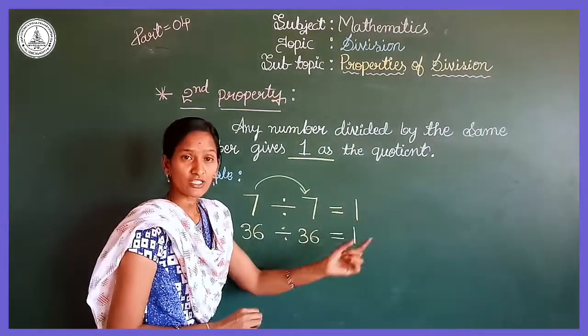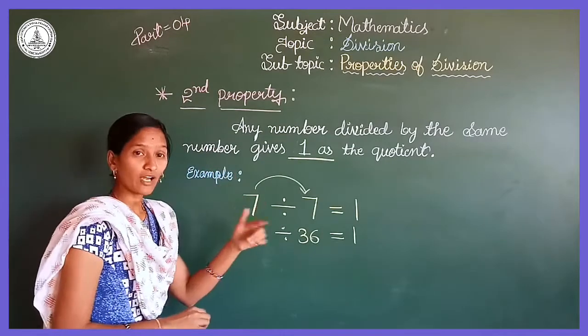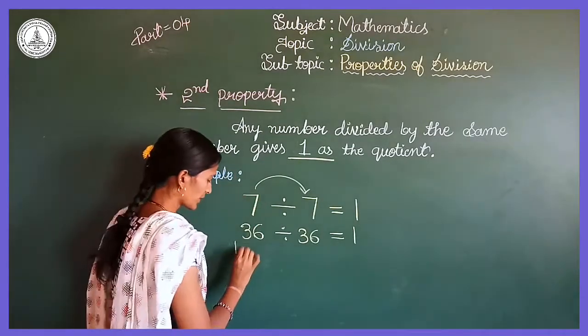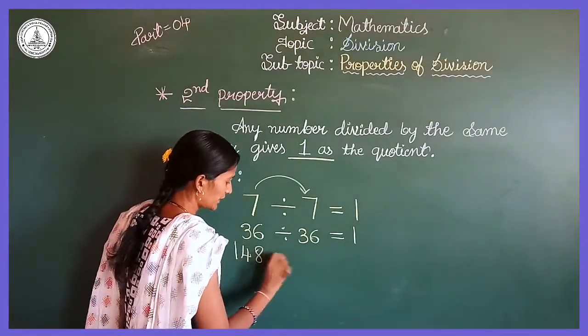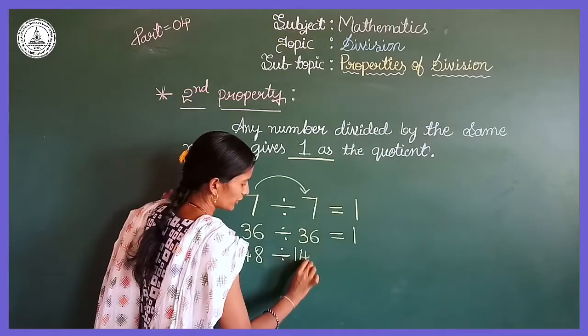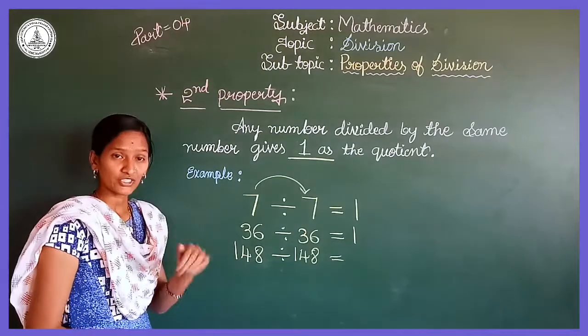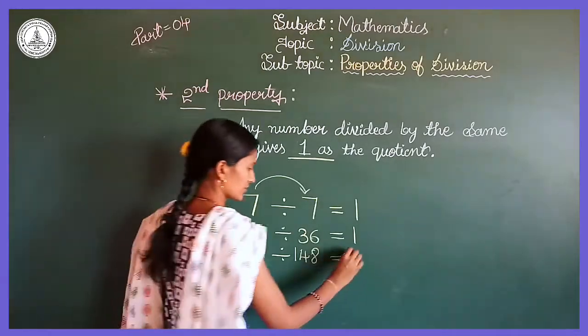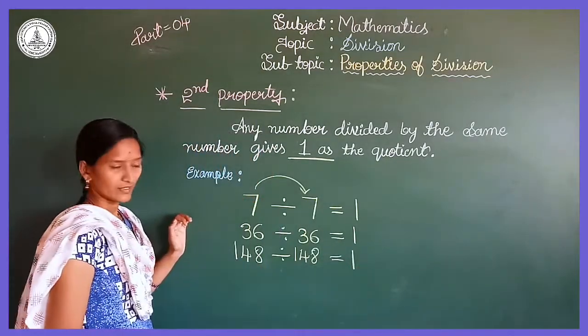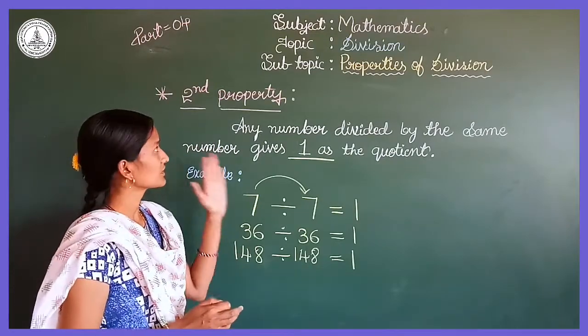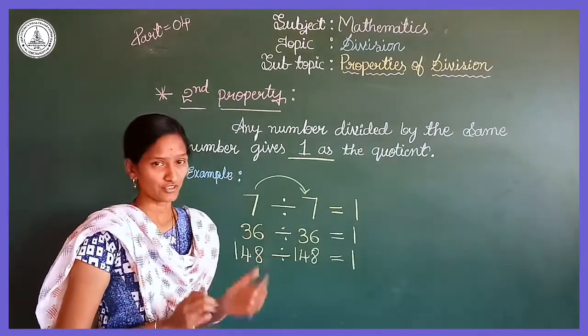But the quotient is only 1 here. So now I am taking a 3-digit number. See, 148 divided by 148. What is our quotient? Quotient is 1. So write down here 1. So my dear students, this is the second property of division.